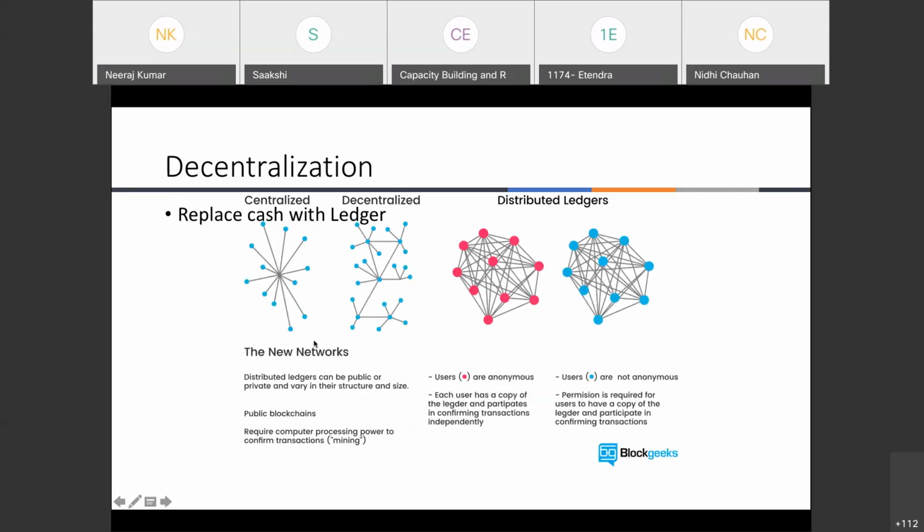So here, we are replacing the cash with ledgers, and these ledgers are distributed ledgers. In these new networks, the distributed ledgers can be public or private and vary in their structure and size. There may be thousands, millions or billions of nodes on a blockchain network that are interconnected with each other. The users are anonymous, and each has a copy of the ledger and participates in confirming transactions independently on the blockchain network.